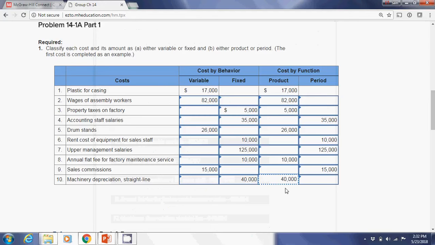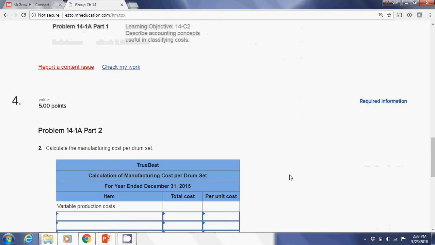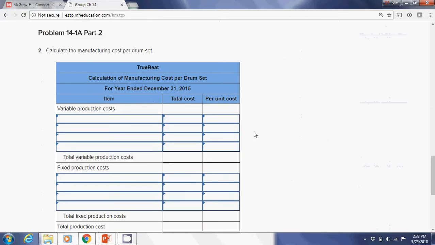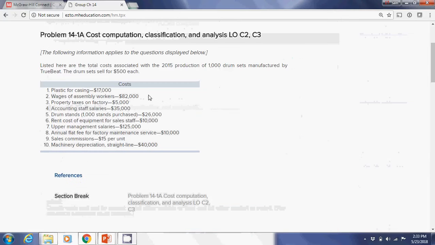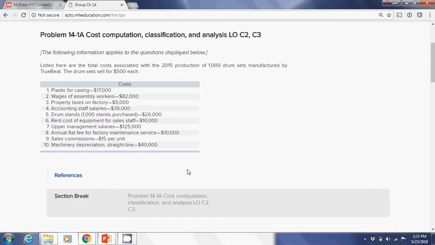So we just took all costs and classified them two different ways, one by behavior and one by function. What's the use? What is the point of all this? Well, it makes it interesting because when we roll down to the second part of this problem, it says calculate the manufacturing cost per drum set. This is what happens in all of accounting: you get all this information from the financial accountants, the people who stopped at 211. They give you all this information, and then you as the managerial accountant need to figure out what's relevant and what's not. What should I use for my managerial accounting report?